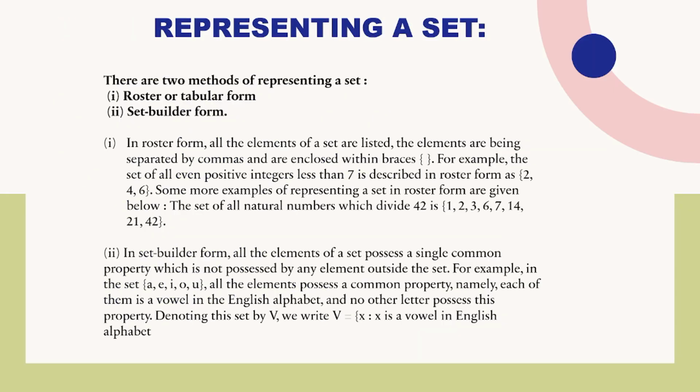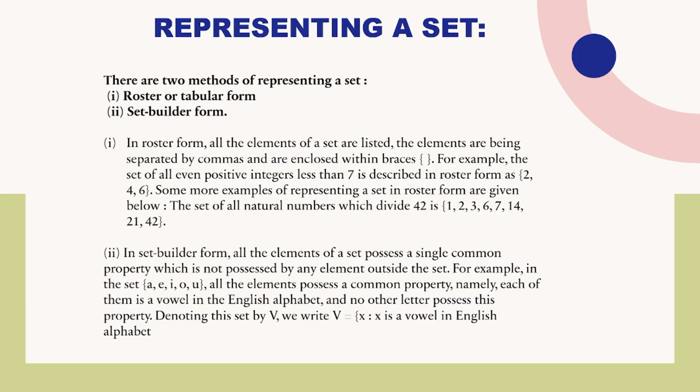Let's see the representation of a set now. There are two methods to represent a set. One is roster or tabular form. Second is set builder form. Let's discuss the roster form, also called tabular form. In roster form, all the elements of the set are listed, separated by commas and enclosed within braces.